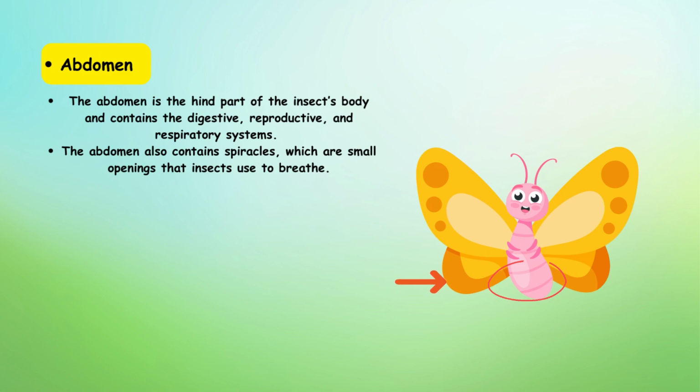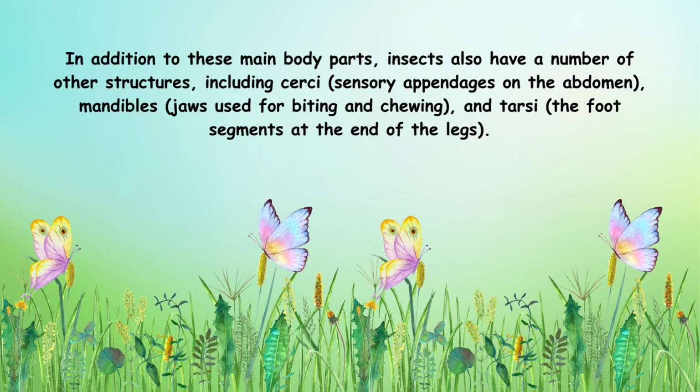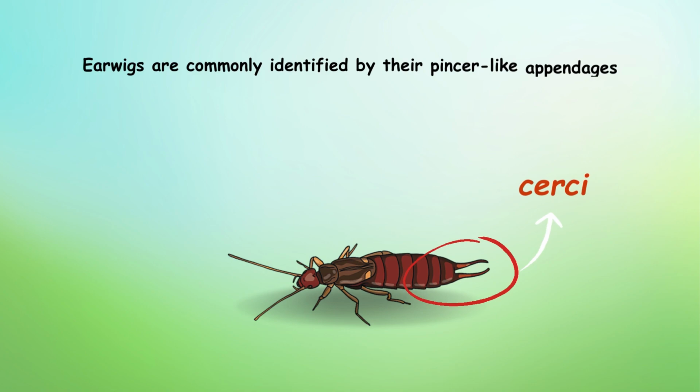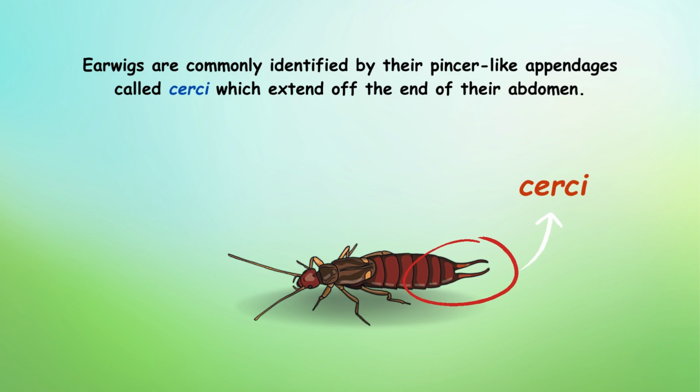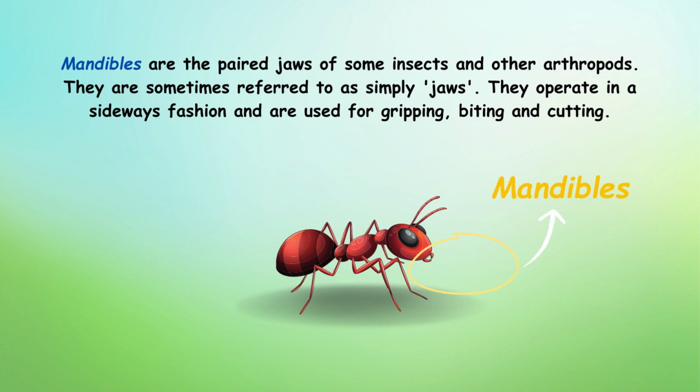In addition to these main body parts, insects also have a number of other structures, including cerci, sensory appendages on the abdomen; mandibles, jaws used for biting and chewing; and tarsi, the foot segments at the end of the legs. Earwigs are commonly identified by their pincer-like appendages called cerci, which extend off the end of their abdomen. Mandibles are the paired jaws of some insects and other arthropods. They are sometimes referred to as simply jaws. They operate in a sideways fashion and are used for gripping, biting, and cutting.